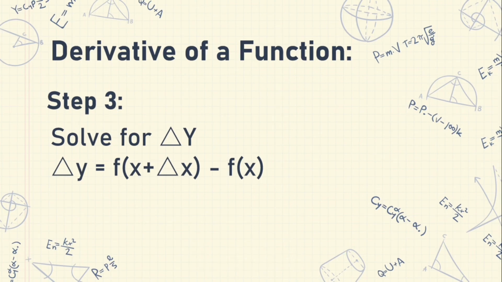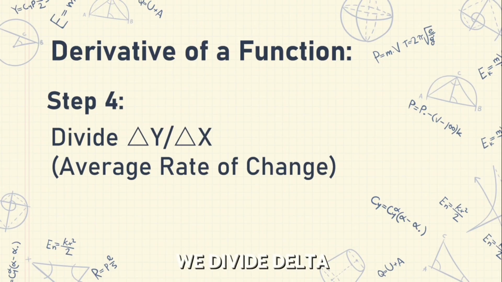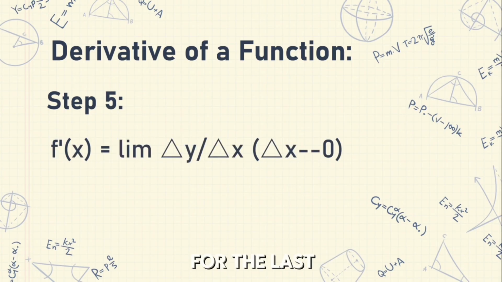So basically, we transposed the y to the other side and it will become f(x) because f(x) is equal to y. For step 4, we divide delta y by delta x, which is the average rate of change. And for the last step, we now turn into f prime(x) is equal to the limit of delta y divided by delta x as delta x approaches 0.